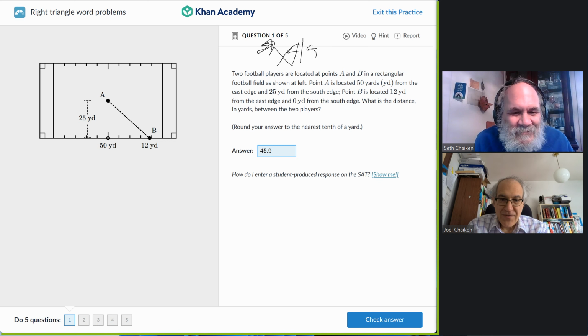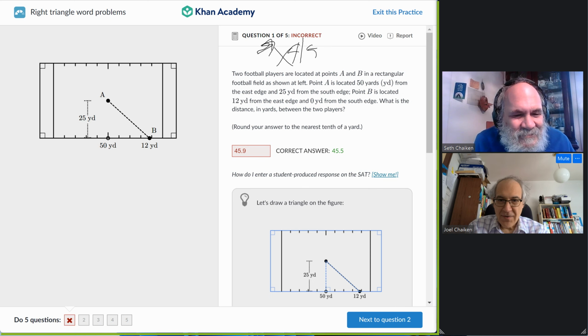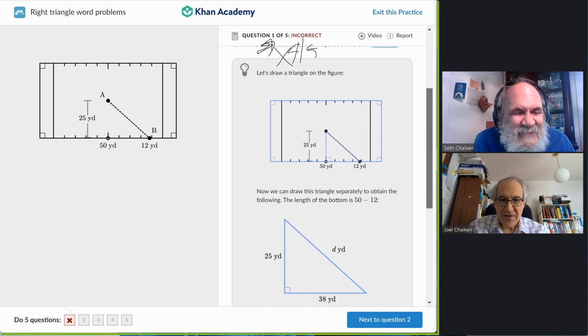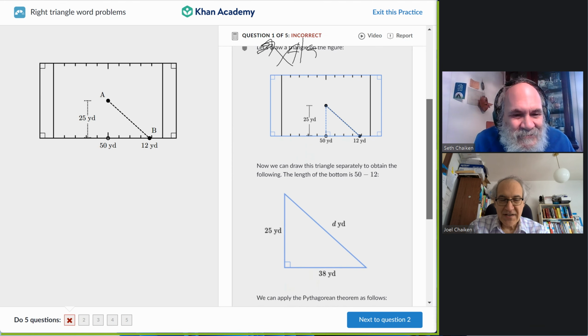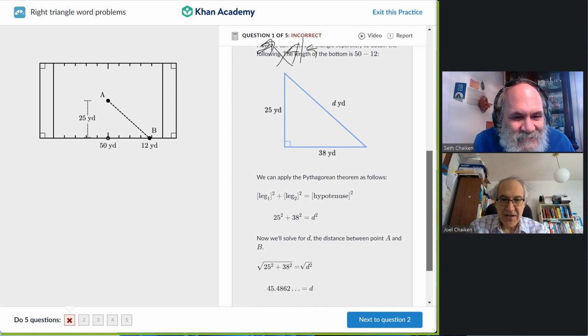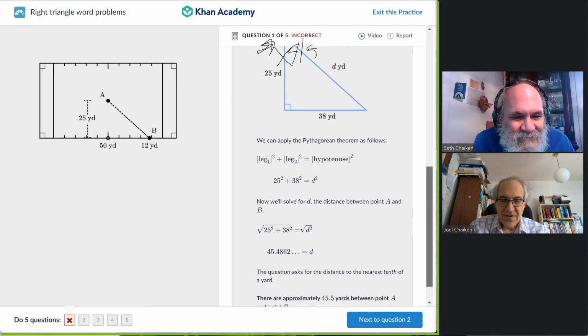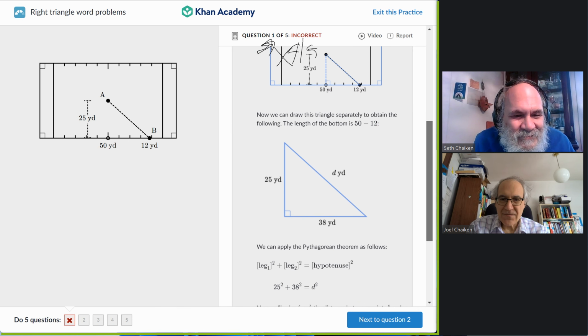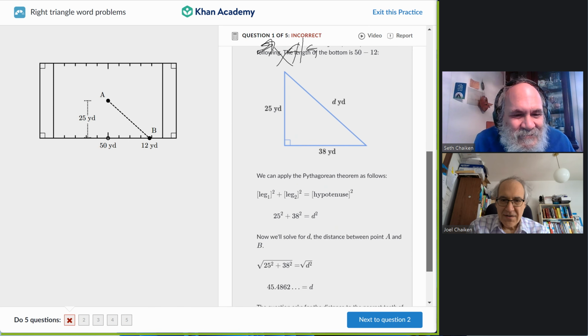Okay, so let's say 45.9. Oh well, I don't think we got it right. I think it was 45.8. Okay. So now we can draw this triangle separately to obtain the lengths, right? Which is good. That's what we did. And we can apply the Pythagorean theorem as applied. Oh, I said 45.9. It's 45.5.